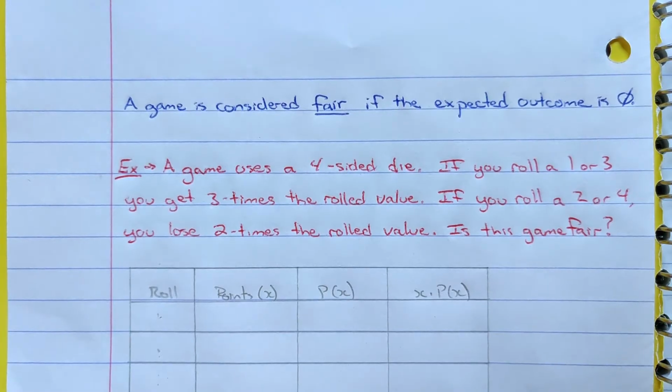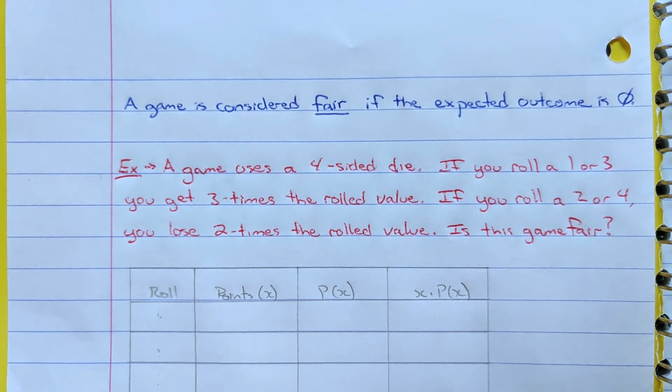Instead of just looking at the probability and the outcome, we can actually find some usefulness of the outcome in terms of gaming by looking at if a game is fair or not. And so a game is considered fair if the expected outcome is equal to 0. So we have a game that we're going to look at here.